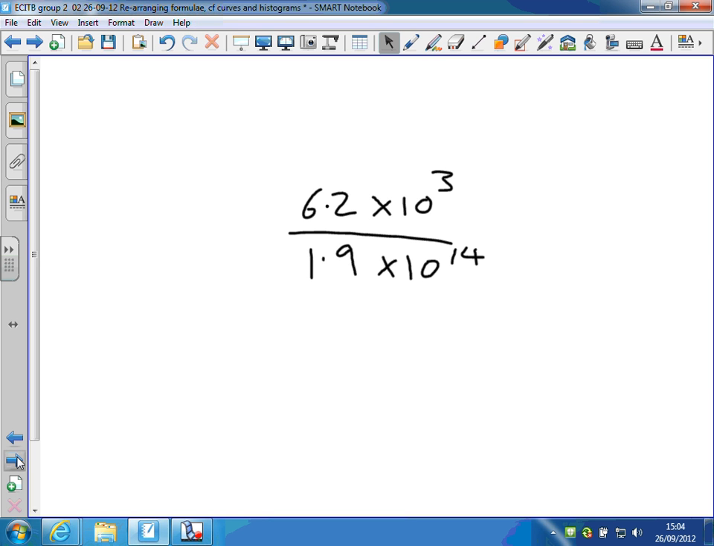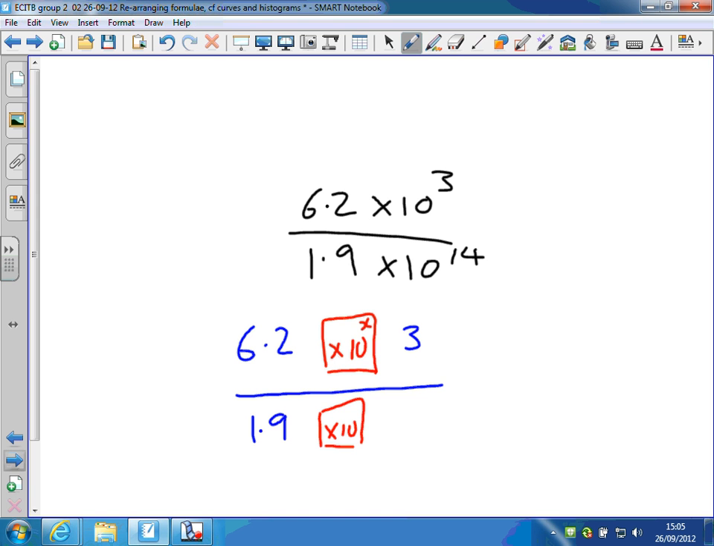Next one. Calculator question. What am I going to key into the calculator? 6.2. And then I'm going to go times 10 to the. So I hit that button at the bottom. And then I just put in 3. Okay, times 10 to the 3. And then I hit divided by 1.9. And then again I hit the times 10 to the button. And then 14 equals. Okay, and what do you get?